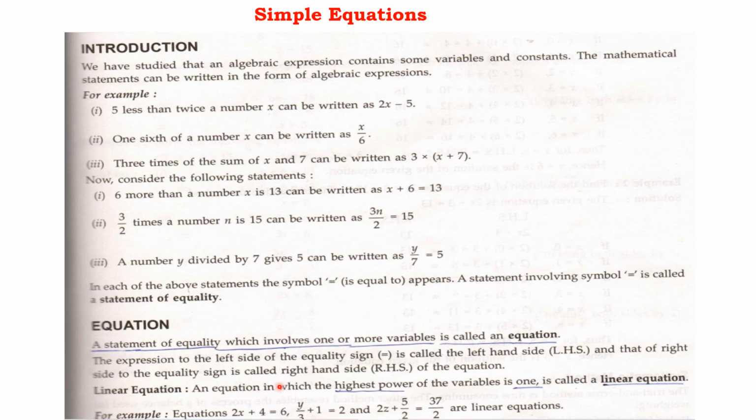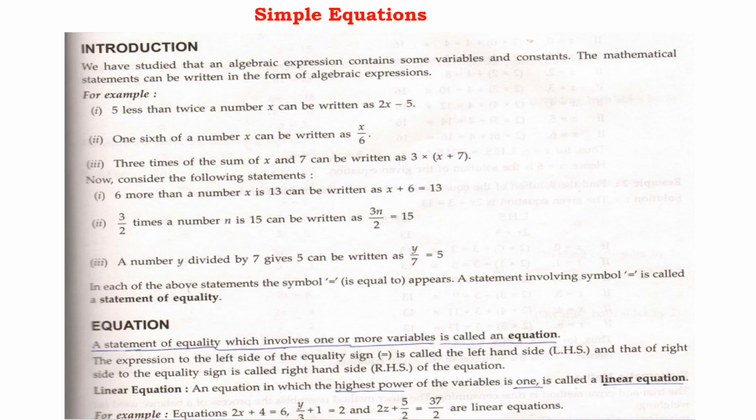A linear equation is an equation in which the highest power of the variable is 1. Some examples can be 2x plus 4 equals 6, and 2z plus 5 by 2 equals 37 by 2. Here the variable is z, and the power of z is 1, that's why it is called a linear equation. And you have already studied how to find the value of the variable in a linear equation.